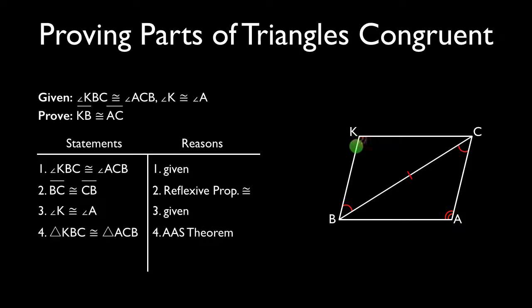That means that triangle KBC is congruent to triangle ACB because of the angle-angle-side theorem. Now, because the two triangles are congruent, we can use the definition of congruent polygons to show that segment KB is congruent to segment AC.